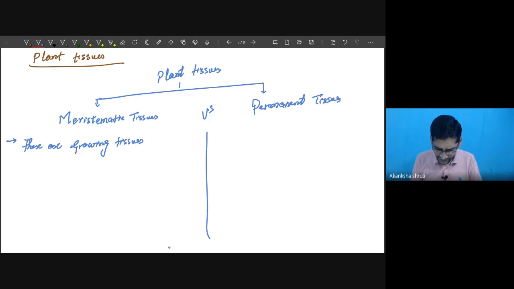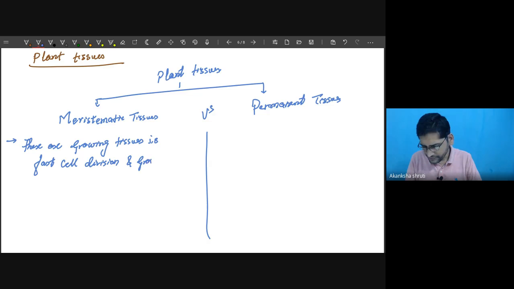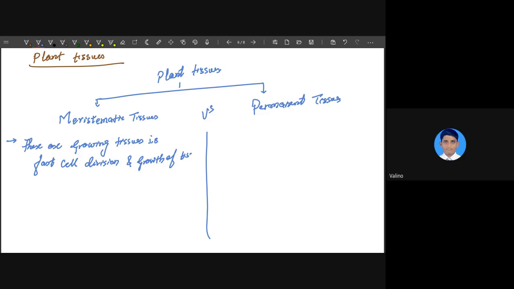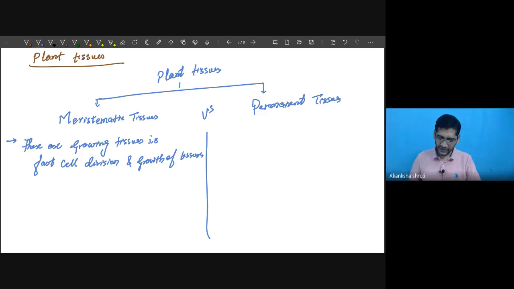What do we mean by growing tissues? Their size changes and their cells undergo faster cell division so that new material gets formed. So faster cell division, because new cells are formed by cell division, and growth of tissues. So it is this one.